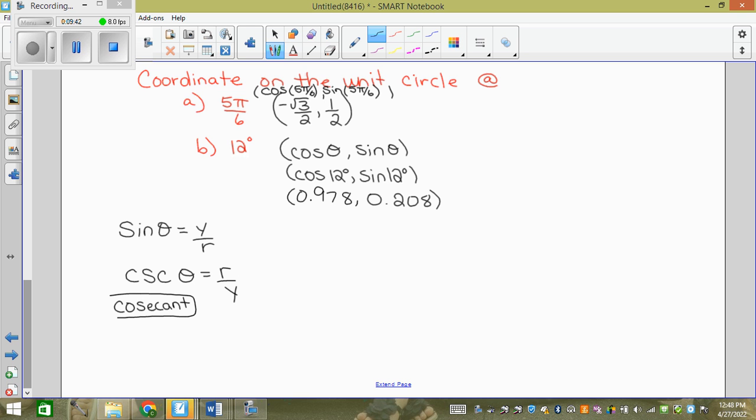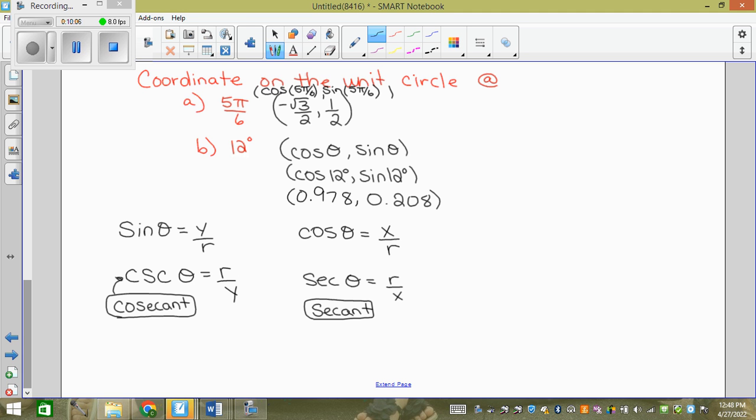That's how it's written. So that's what CSC stands for, cosecant. Then we have cos theta, which is x over r. And it goes with what? Do you remember? Yeah, the sec, which is secant. So it's r over x. And this is actually written as secant. Just so you know what I'm even talking about.